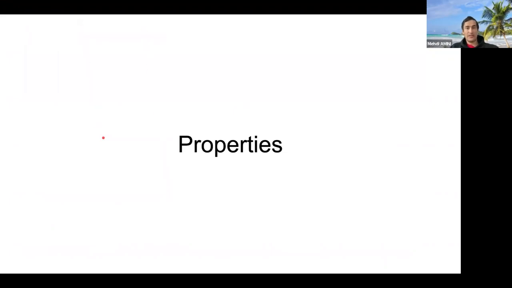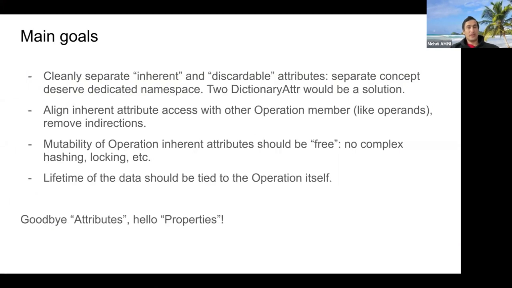So properties is a new way of approaching what attributes are. The main goal is to separate. I have a few goals that I approached in this project. Separate the inherent and the scalable attributes. Inherent attributes are really what is described in ODS, the properties of your operation, hence the name properties. Not very good with naming. Those are separate concepts, and I believe they deserve separate namespaces.